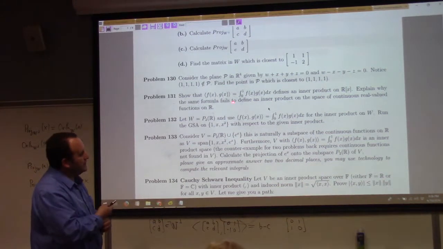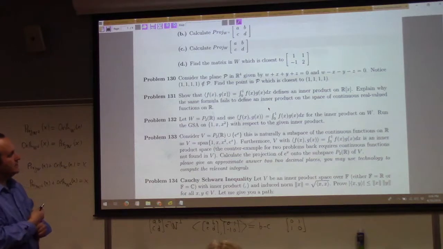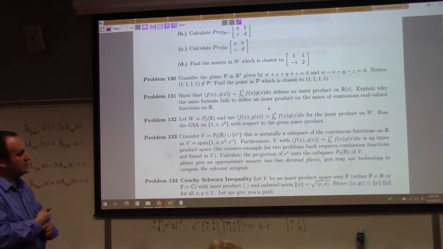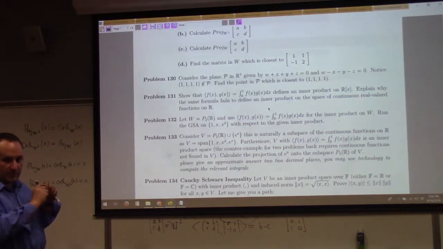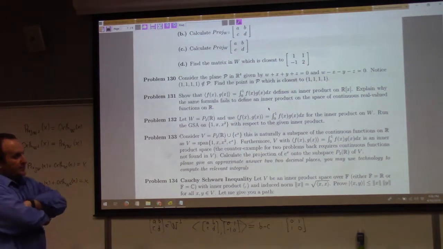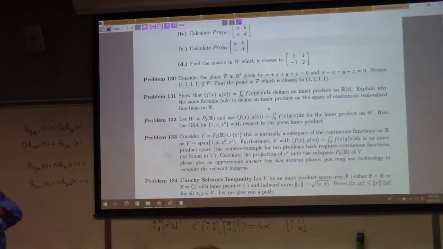And also, if you have the inner product of f of x with f of x, you get the integral of f of x squared, right? If that's equal to 0, what does that mean? That means that the function f of x is identically 0 from 0 to 1, right? So if a polynomial is identically 0 from 0 to 1, does that mean it's the 0 polynomial? Can you have a polynomial which is identically 0 on some closed interval and not be the 0 polynomial?